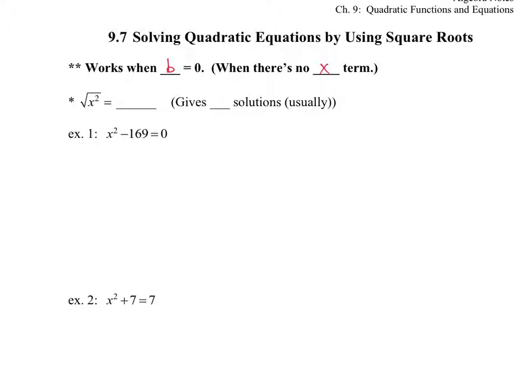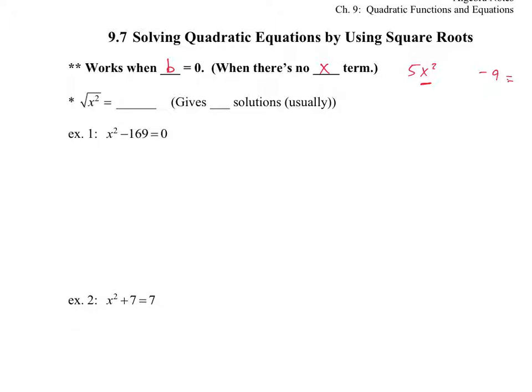So if you have a quadratic with something like 5x squared plus 7x equals 9, it doesn't work well when you have an x squared and an x to the first. But when you don't have this middle part and you just have 5x squared equals 9, or maybe 5x squared minus 9 equals something, then that works really well. So that's kind of where we're going today.